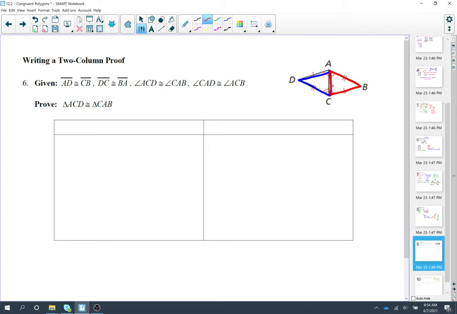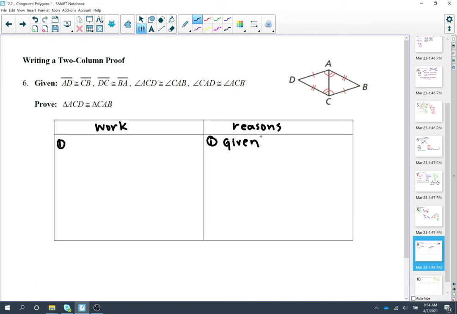Now, keep in mind, if two triangles are congruent, the way we're going to prove that these are congruent is showing that all sides and all angles are congruent. So remember, when working with a two-column proof, we're going to show our work over here. We're going to write our reasons over here. And starting out, we are always going to start with the given, or at least part of the given.